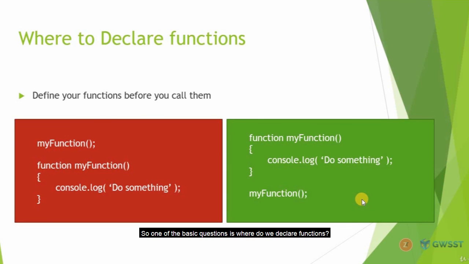So one of the basic questions is, where do we declare functions? What you always have to know is that you have to declare the functions once you write the function. So define your functions before you call them. You'll always have to define your functions before you call them.